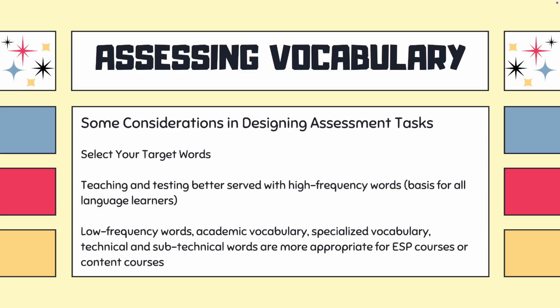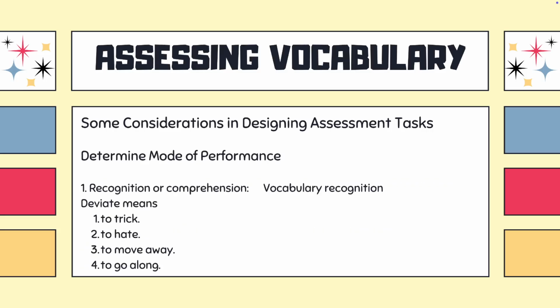Teaching and testing are better served, as I mentioned, with high frequency words, because this is the basis for all language learners. To learn language, you need high frequency words. Low frequency words like academic vocabulary, specialized, technical, subtechnical, it's more appropriate for ESP courses or content courses like bilingual education classes. When you're learning science, of course you need to learn those science words. But in your English class, try to focus more on high frequency words.